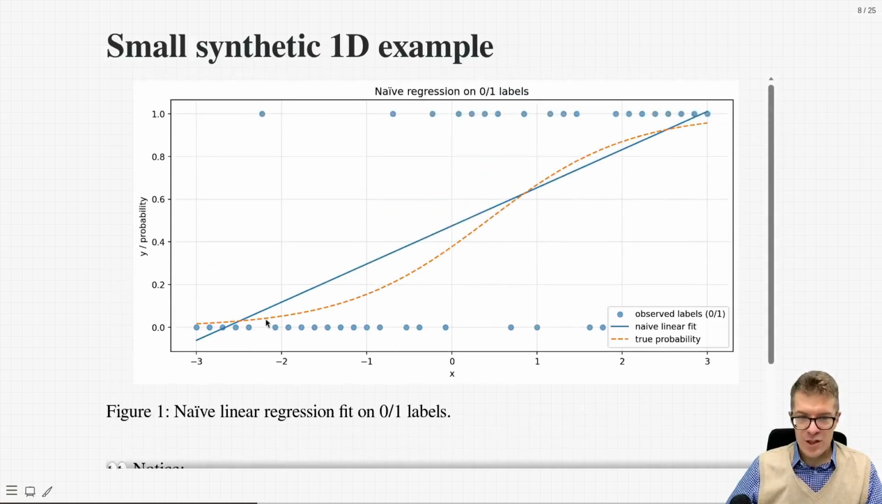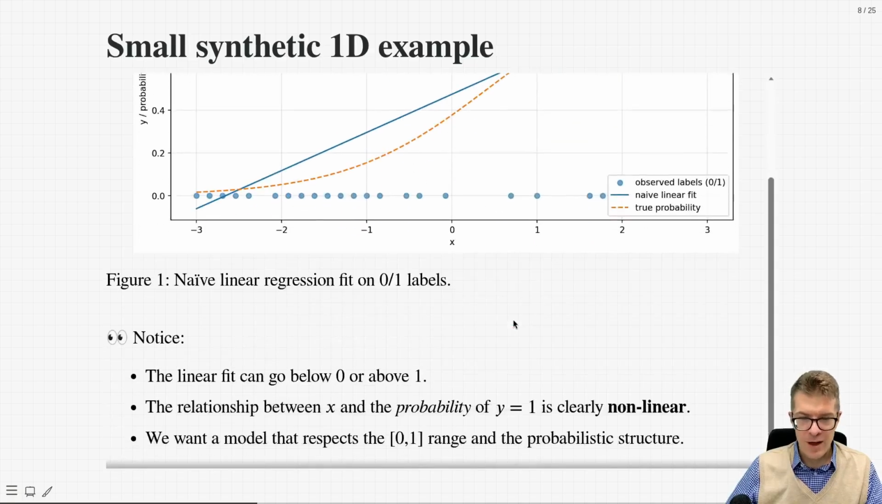The actual relationship in the probability between x and y, shown here by this orange curve, is clearly nonlinear, but I'm forcing the model to assume that it is linear by fitting a line through the space. What I would rather have is a model that respects that I'm on a range of 0 to 1, and that I have some probabilistic structure behind the scenes. It's not just a linear phenomenon.